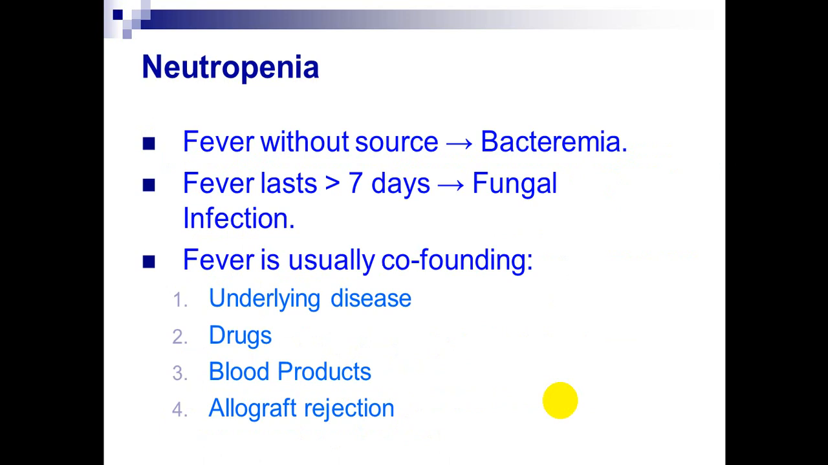fungal infection. Meaning, if a patient comes with a white cell or neutrophil count less than 1500 and fever, you give antibiotics and there is no response, after 7 days you should exclude fungal infection as a cause of neutropenic fever.